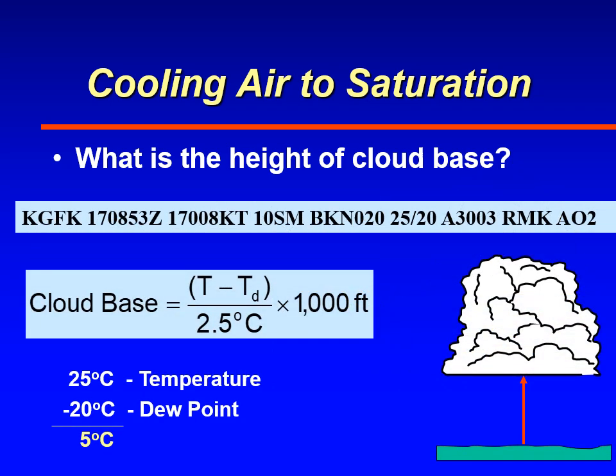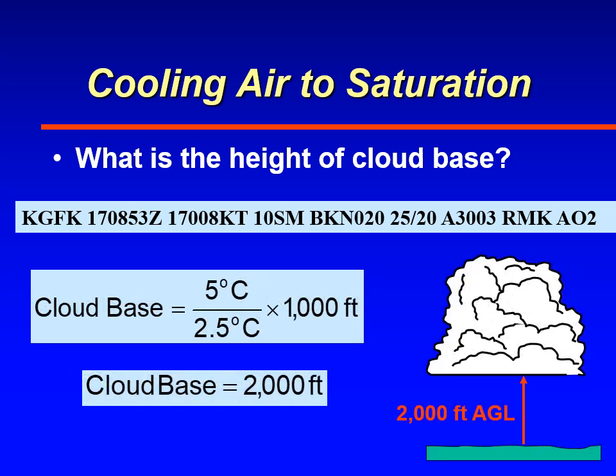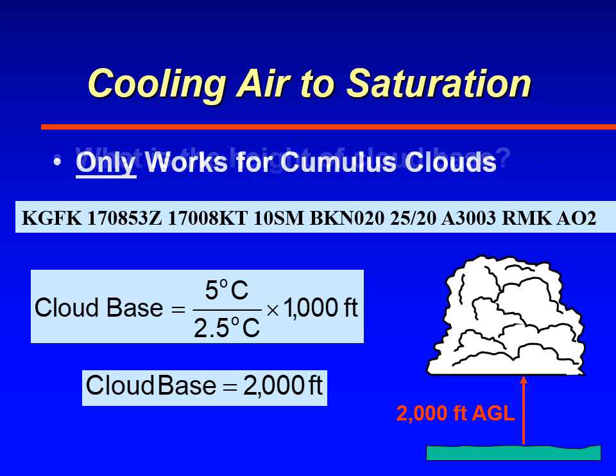So here's an example of Grand Forks where the temperature is 25 and the dew point is 20. That gives you a temperature dew point spread of 5. 5 divided by 2.5 is 2. Multiply it by 1,000 and you get 2,000 feet. And that's what it shows in the METAR. So this is the calculation that we've just done. 2,000 feet is the answer.